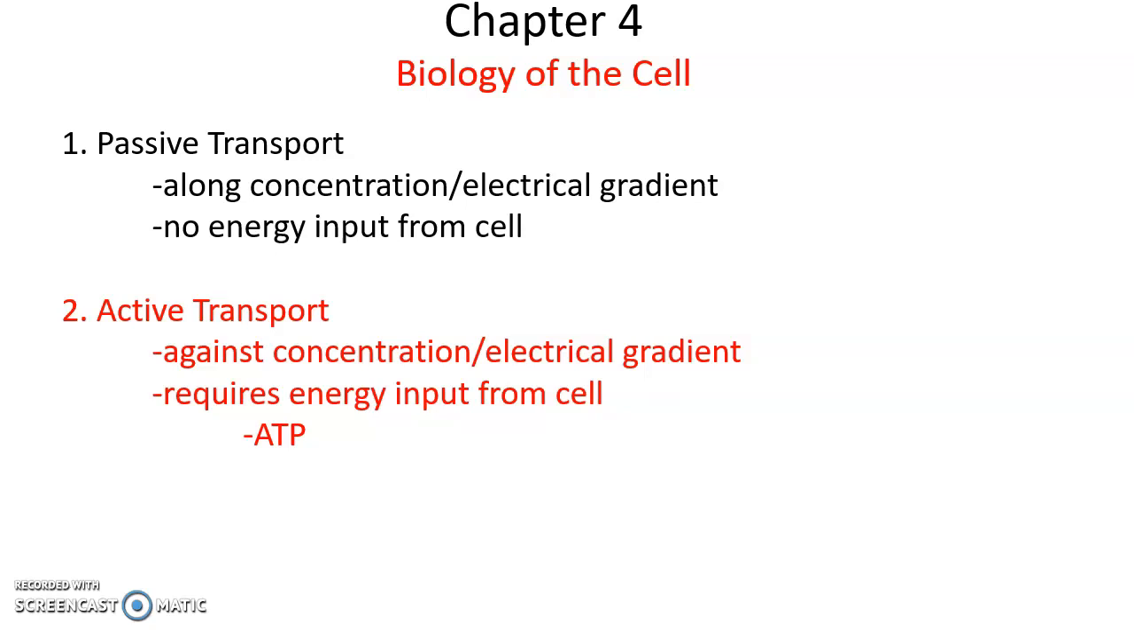So this would be, say, things moving from a low concentration area to a high concentration area, or moving against the electrical gradient. So something that's positively charged moving to a positively charged area, or negatively charged moving to a negatively charged area. This will require energy from the cell, and that energy is going to come in the form of ATP. That's right, good old ATP.